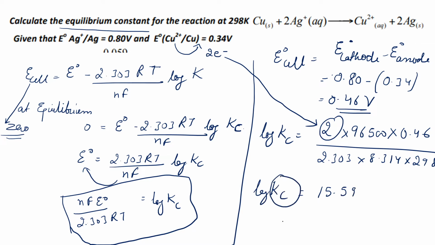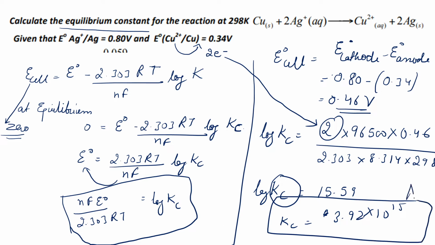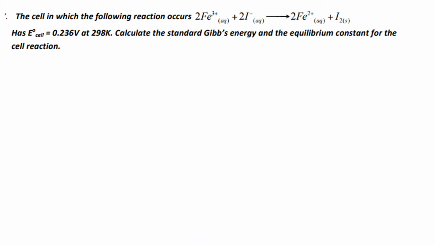Now in order to find Kc, we need to take the anti-log of this. The anti-log will give the value 3.92 into 10 raised to power 50. So this is the equilibrium constant for the following reaction. Please check the values and make sure your answer matches. Okay, we'll move to the next question.